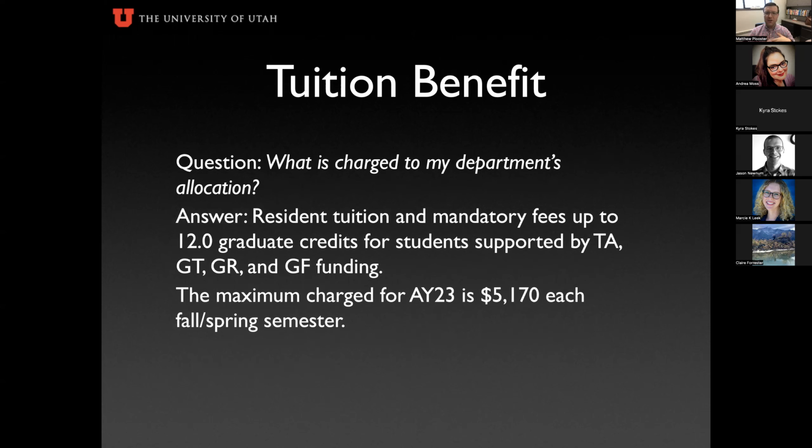What is charged to my department's allocation? So the allocation is what you see on the top of your page when you go into tuition benefit. Resident tuition and mandatory fees up to 12.0 graduate credits for students supported as a TA, a GT, a GR, and a GF. That is all that is charged to your allocation. And the maximum that we will charge to your allocation in academic year 23 is $5,170. That is 12 credits of resident tuition and mandatory fees.